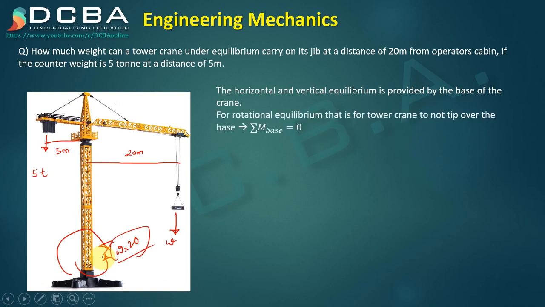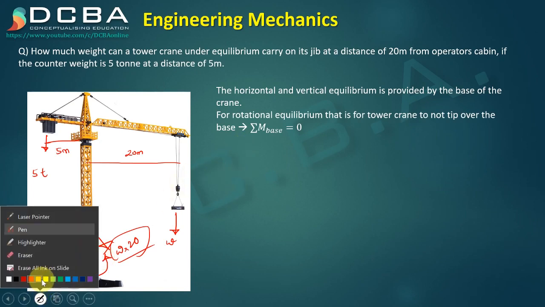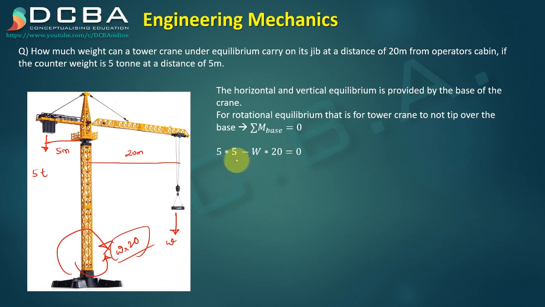Therefore we can easily write the equation for equilibrium of moment, which is 5 into 5, that is 5 tons into 5, which is anti-clockwise, therefore it's positive, minus W into 20, which is clockwise, therefore it's negative, is equal to 0. So from this we can get how much weight the tower crane can carry. W is 1.25 tons, right?